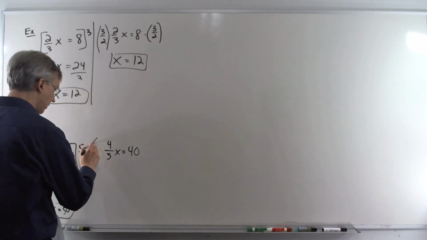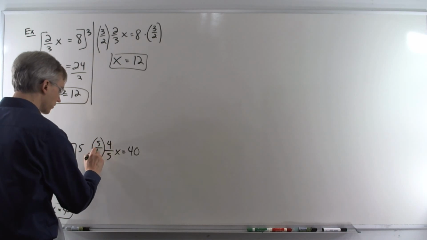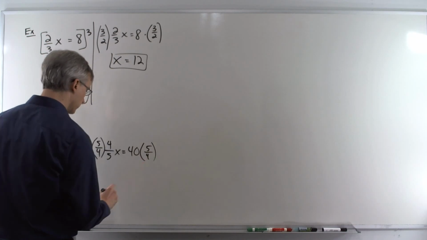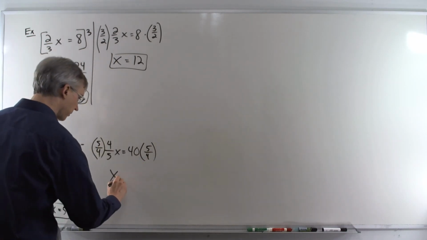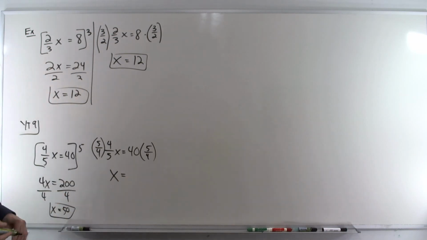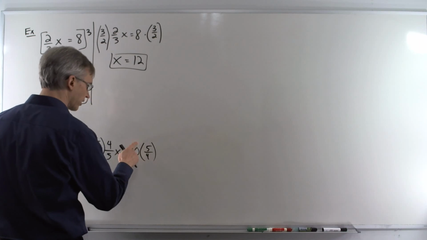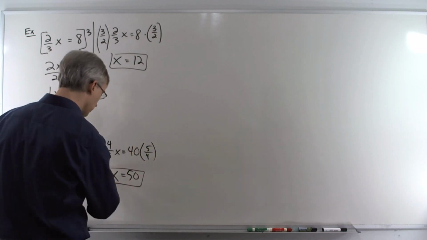This one, I'm going to multiply by the reciprocal of the coefficient. So flip that fraction over to be 5/4. 5's cancel, the 4's cancel, that's gone. Whenever we multiply by the reciprocal, that just turns into 1. So we got 1x on the left. Now we got 40 times 5, which is 200, divided by 4, which is 50. x equals 50.